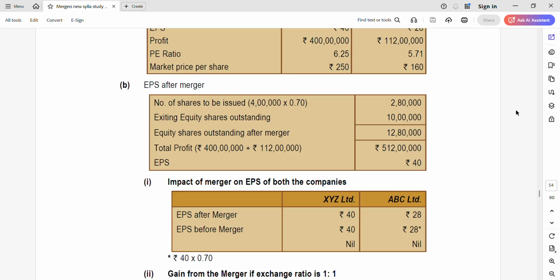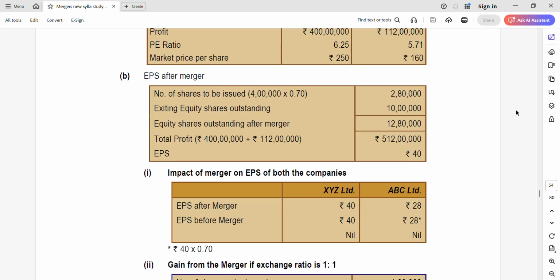Moving on to the next one, the impact of the merger on EPS of both the companies. EPS after merger and EPS before merger: there is no movement, because 40 remains the same. ABC is also 28. If you recall security valuation, in the case of a rights issue there is no impact, so this is on similar lines. You can use it for cross-checking: if a similar question comes and there is any movement in your answer before and after the merger, that is an indication that you might have gone wrong somewhere.